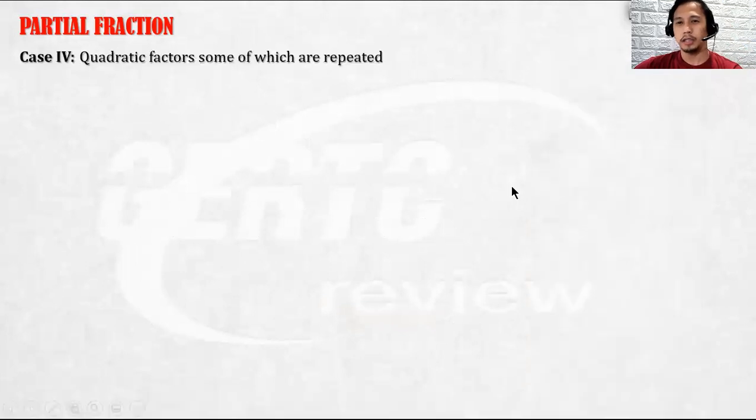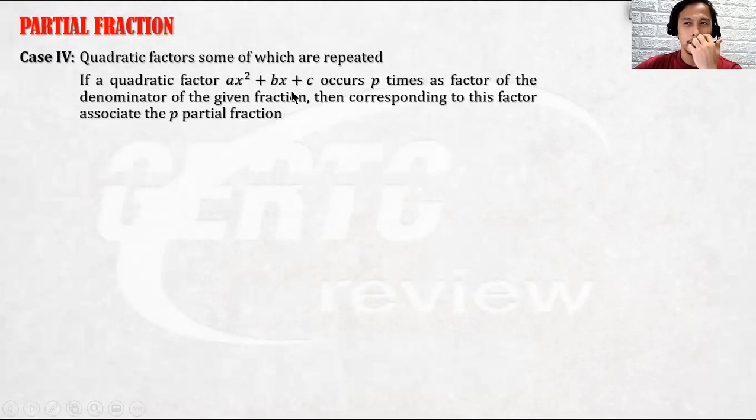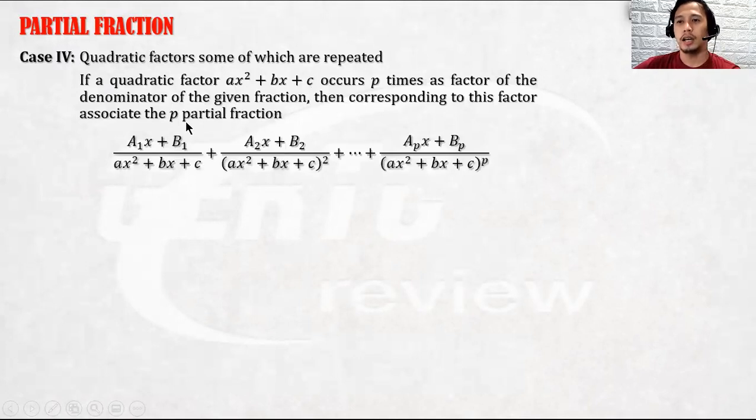Discuss muna tayo sa case number 4. For case number 4, this is similar to case number 2. Like combination siya sa case number 3 and case number 2. So quadratic factors, some of which are repeated. That means this quadratic factor ax squared plus bx plus c occurs p times as a factor of the denominator of that given fraction. Then the corresponding factor, associate the p number of partial fractions. Ito. Okay, similar siya sa case number 2.